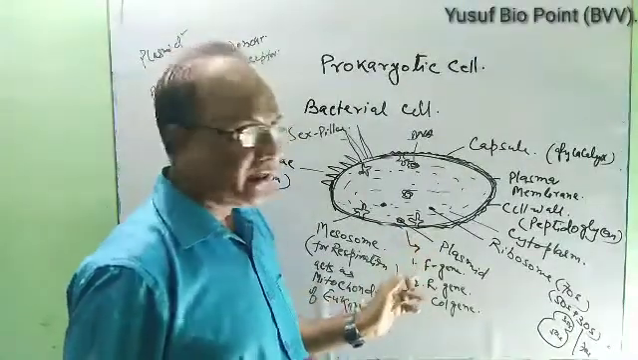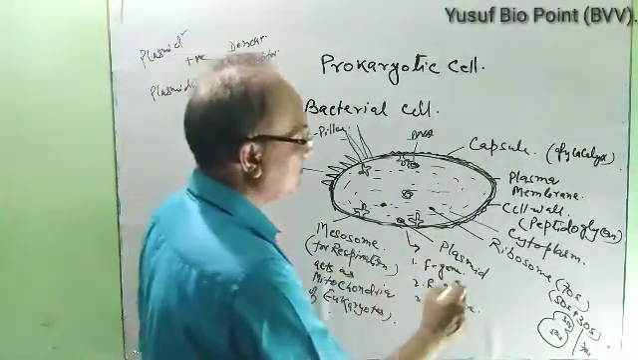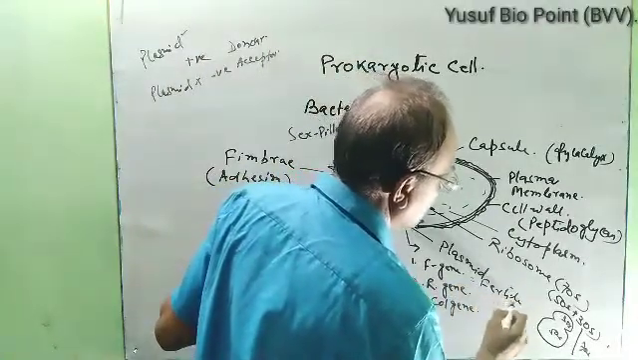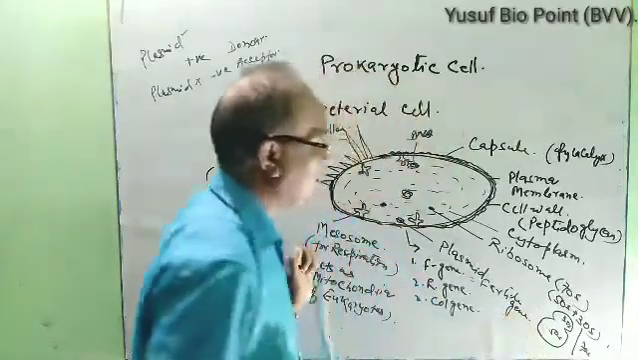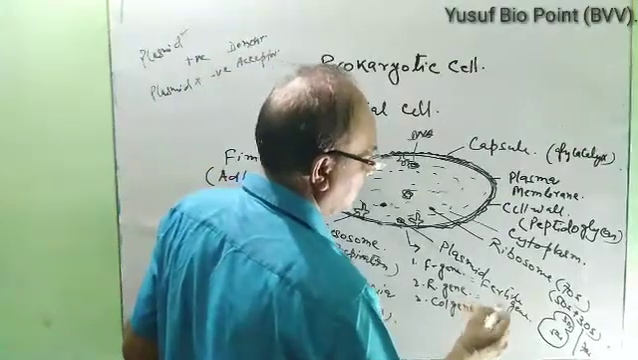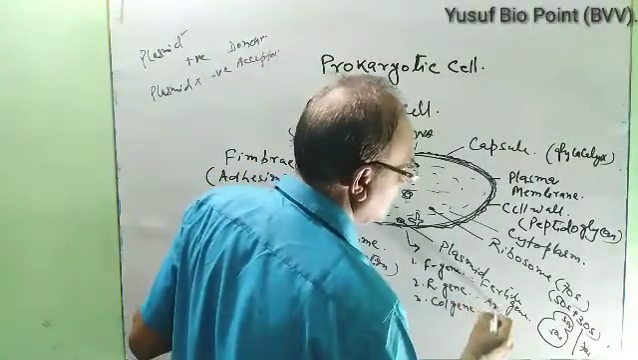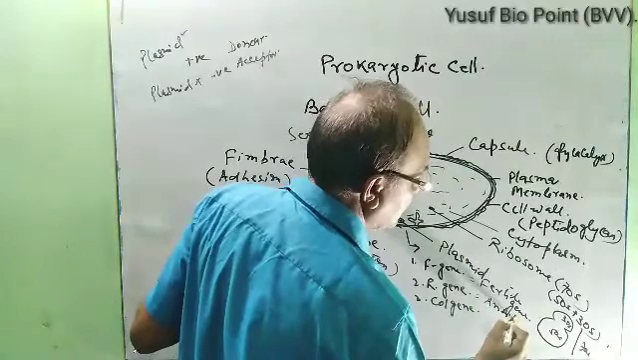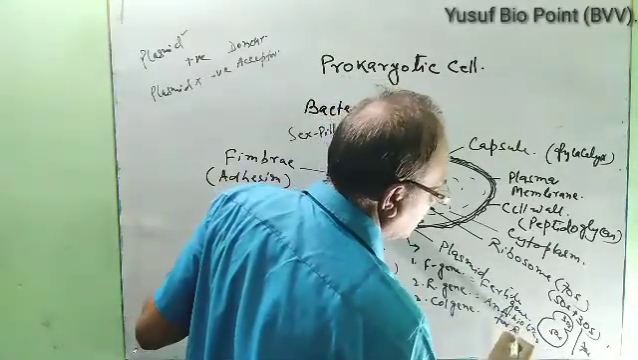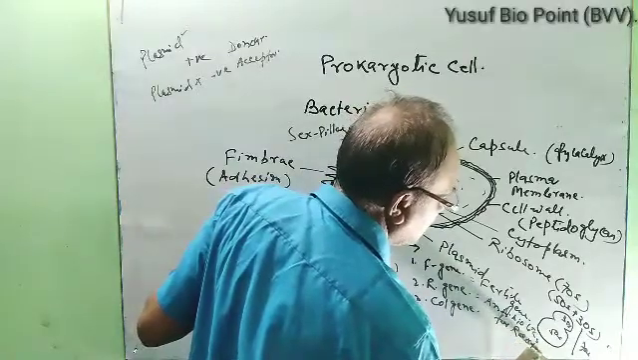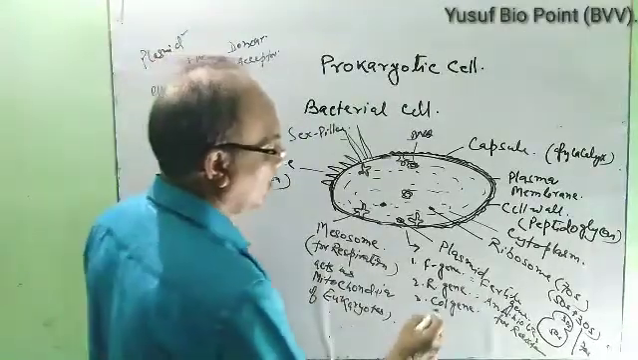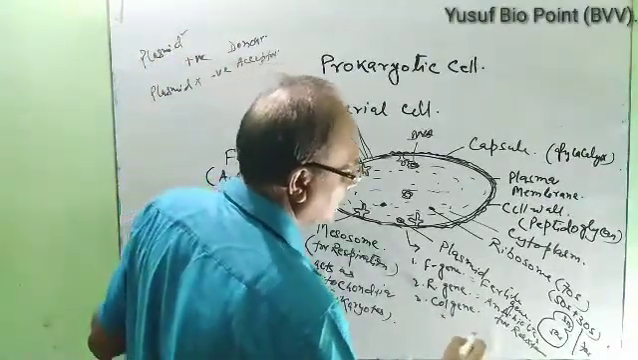Now this plasmid contains three types of genes. F gene, that is fertility gene, understood? R gene, that is antibiotic resistance, antibiotic resistance.